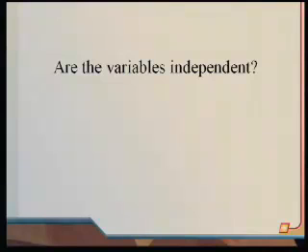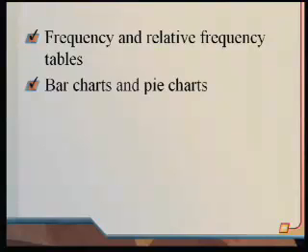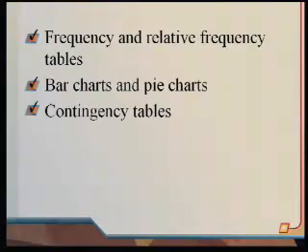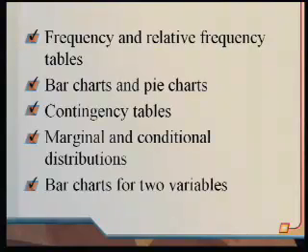Well, that wraps up our summary of this chapter. Today, we have examined frequency and relative frequency tables, bar charts and pie charts, contingency tables, marginal and conditional distributions, and bar charts for two variables. Categorical variables are commonly found on business surveys, so it's important to understand how to treat them.